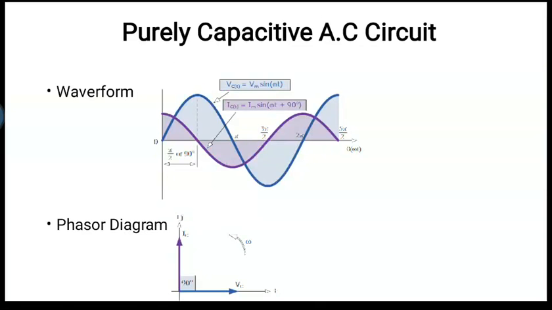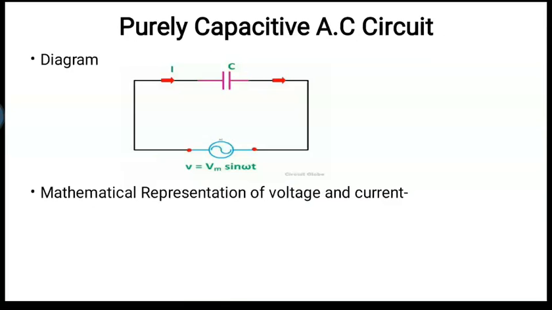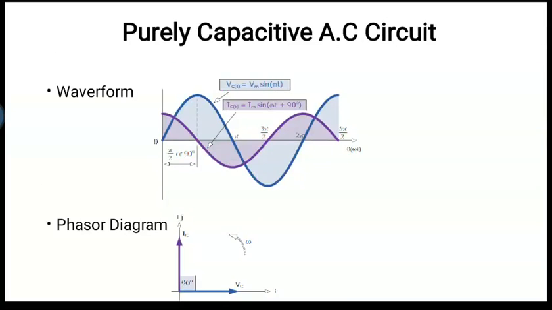So just remember one thing, again I am repeating. In a purely resistive circuit, there is a phase difference of 0. In a purely inductive circuit, current is lagging, and in a purely capacitive circuit, current is leading. We have to mention 4 things in the exam also. First one is the diagram, second one is the mathematical representation, in short you can write the equation or expression also, third one is the waveform, and fourth one is the phasor diagram.